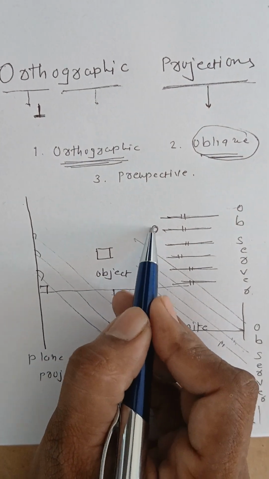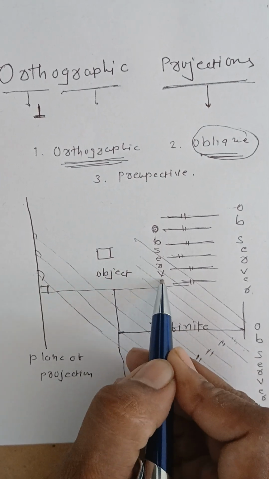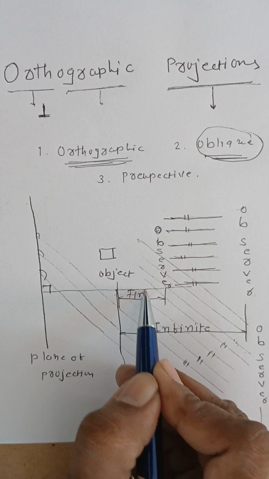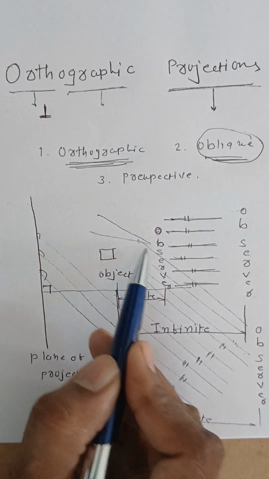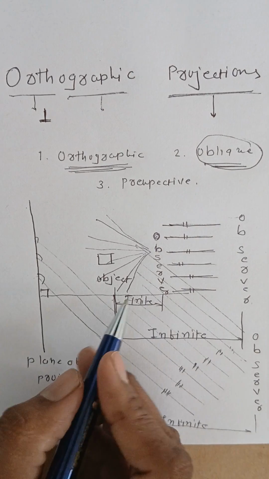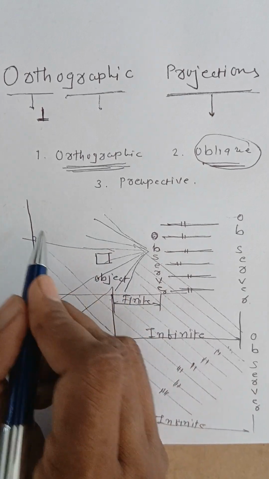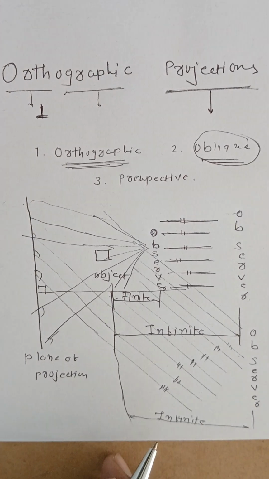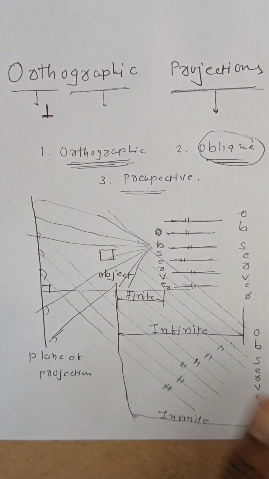What about perspective projection? In case of perspective projection, the observer will be nearer to the object. We can say the distance is finite, right? The rays from the observer, you can see, are not parallel with each other, neither are they perpendicular to the plane of projection. So we can say that the rays from the observer are neither parallel with each other nor perpendicular to the plane of projection. Such projection is known as perspective projection.